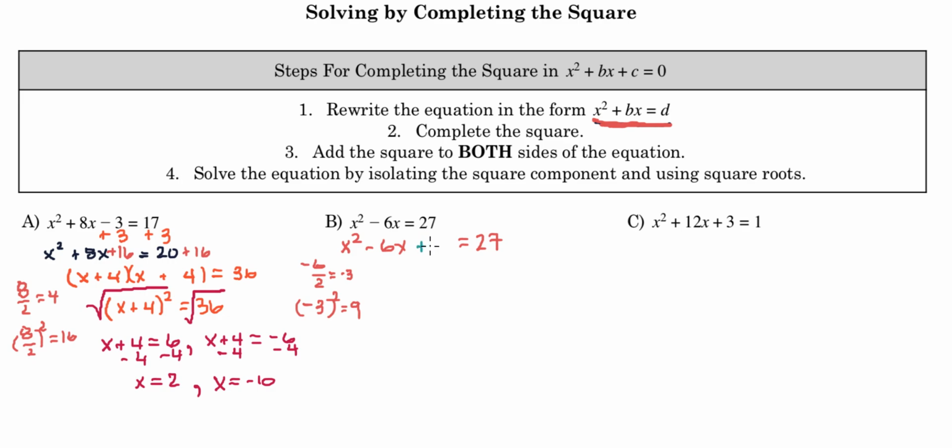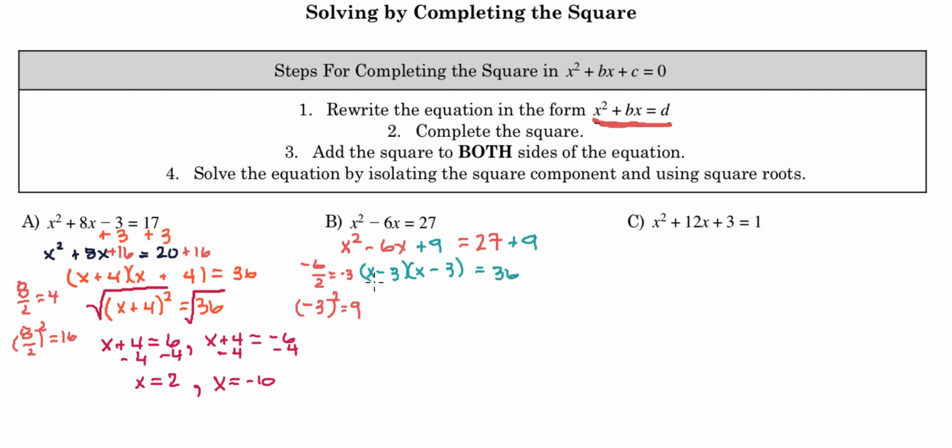So we're going to add a 9 to the left side, and then we're going to add it to the right side so that it balances out. Now we can factor this thing right here. We can think of 2 things that multiply to give us x to the power of 2, which is x times x, and then two things that multiply to 9 but can add up to negative 6. That would be negative 3 and negative 3. On the right, 27 plus 9 is 36.